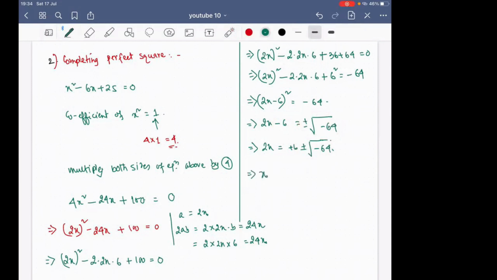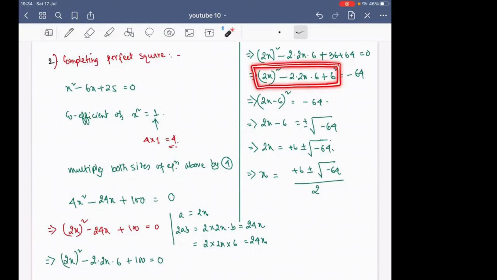Now we can find out the value of x. Plus 6 plus minus root over minus 64 divided by 2. Look, the 2 here, it comes down as the denominator. So we find out the value of x like this by using the completing perfect square method. This is a very complicated procedure. Sometimes it will be difficult to make out how to make out the perfect square on the left hand side, like we have done in this step.